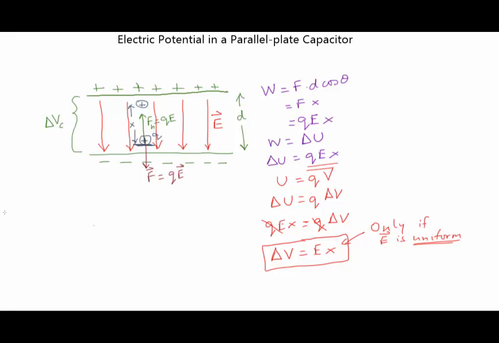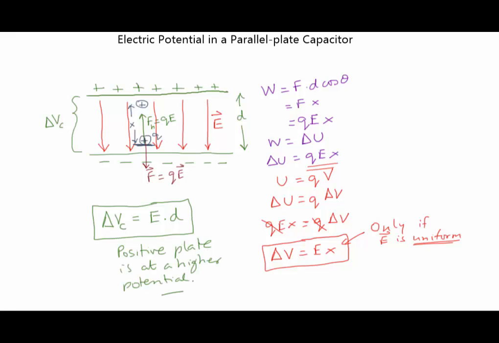This will give us a relationship for a parallel plate capacitor that says delta Vc, the potential difference between the plates of the capacitor, is nothing but the electric field between the plates times the distance between the plates. And we can also note that the positive plate is at a higher potential than the negative plate.